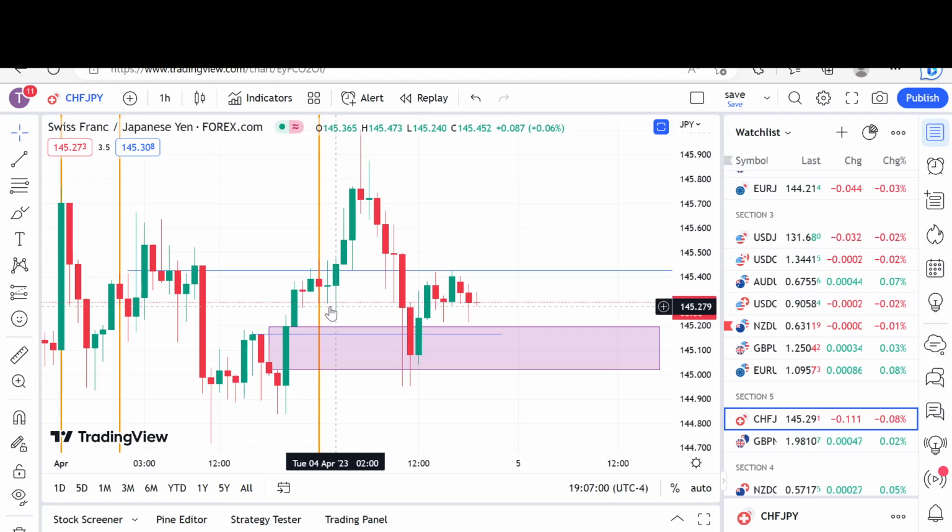We did get a move lower and it did tap down into this imbalance, but was there really a major liquidity grab on that move lower? What liquidity did we grab here? That Judas swing, it's best if it takes previous session liquidity.